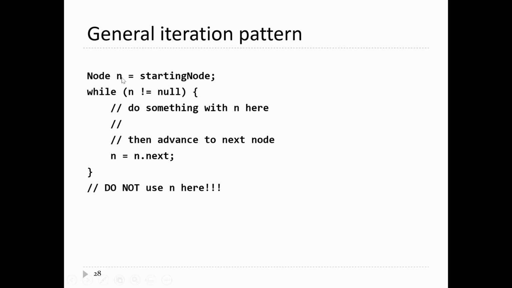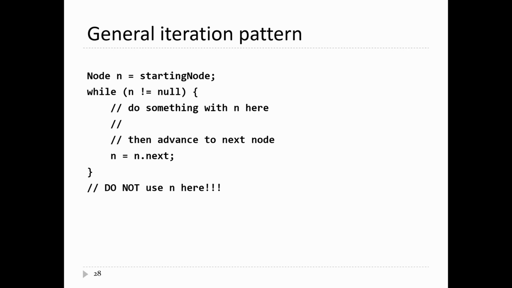And then you advance n. You take n and point it at the next node in the sequence. When n is currently pointing at the bottom of the stack, n.next is null. So when you come back up to the top of the loop, n becomes null, and the loop doesn't run. Now, when you get down to here, whatever you do, don't use n after the loop, because n's going to be null if you end up past the loop.